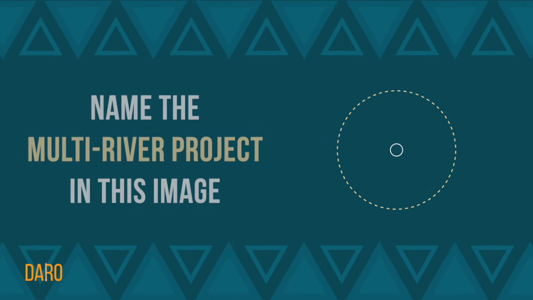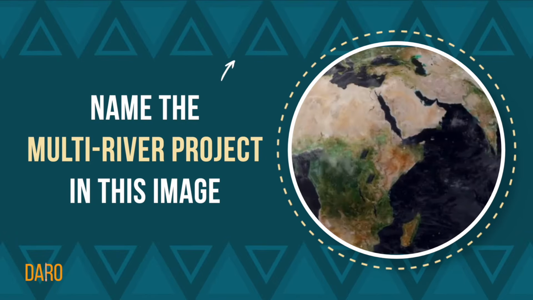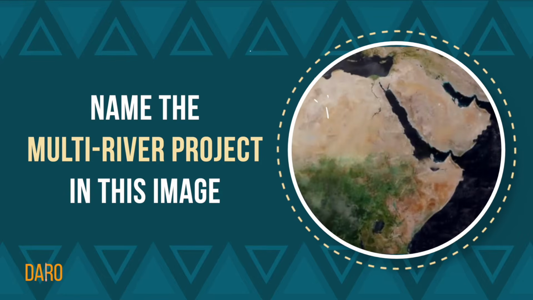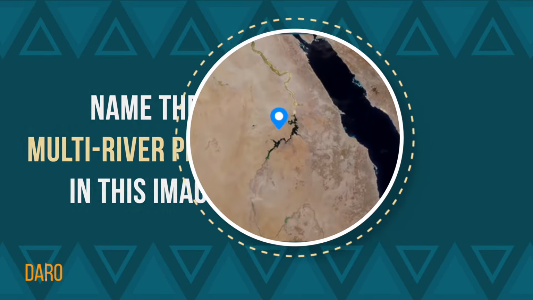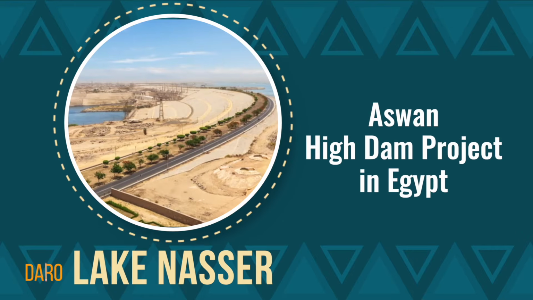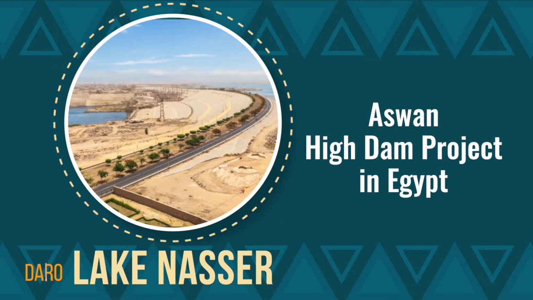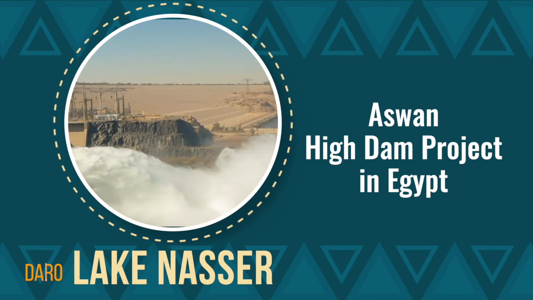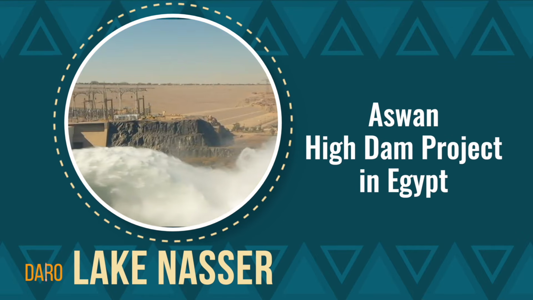Before we start, let's see if you can identify some of the answers below. Do you know what the multipurpose river projects in Africa in this image is? Yes, you are correct. This is Lake Nasser and the Aswan High Dam project in Egypt, which is considered a multipurpose river project due to their multiple benefits.